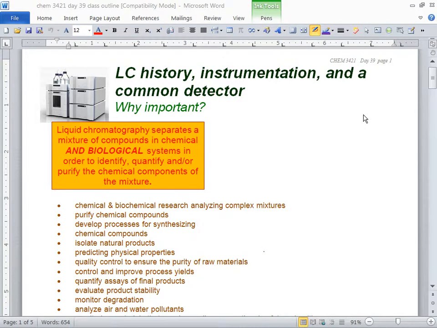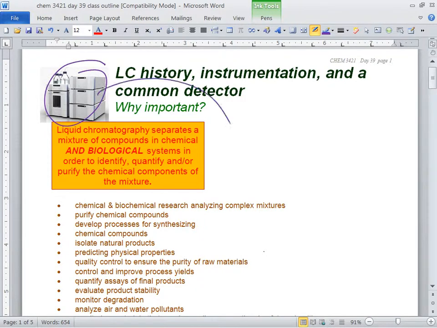So we are talking about LC history, instrumentation in a common detector. Okay, so this is a black box, and they call it an HPLC. And hopefully by the end of the hour, it won't be such a black box anymore. But what does that probably stand for? Melissa, what does that probably stand for?